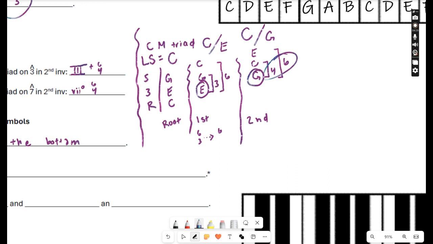You don't even have to figure out, is E the third or the fifth? If it's the third on the bottom, is it first inversion or second inversion? You don't have to do any of that. You can skip it. You just say, oh, look, the root is not on the bottom. That means I write slash whatever note that's on the bottom, and then you're done.